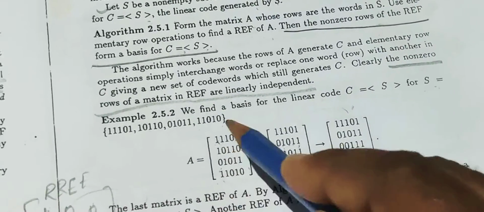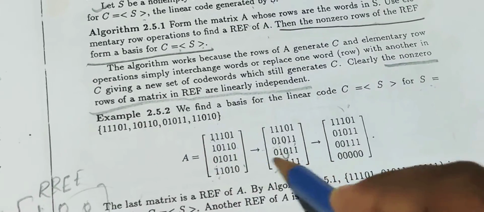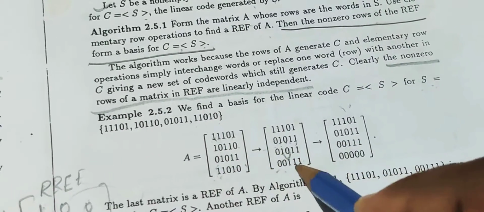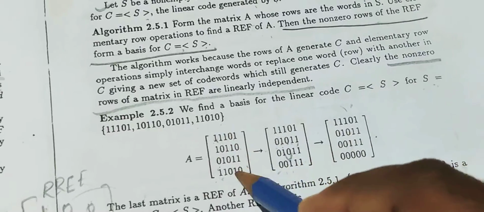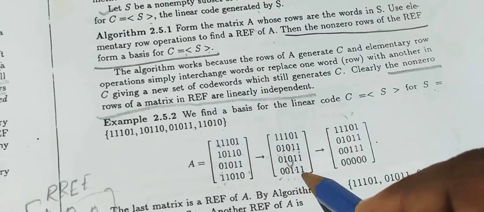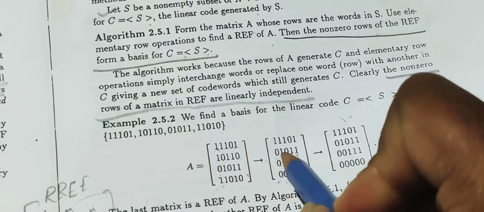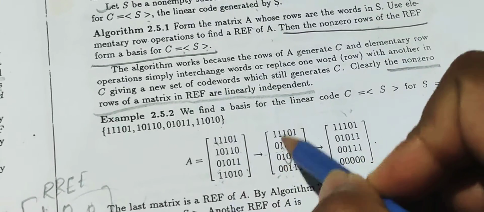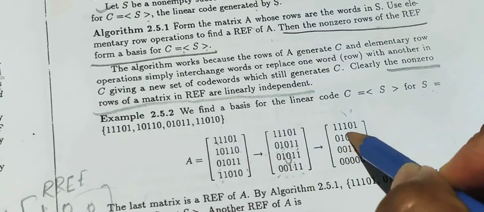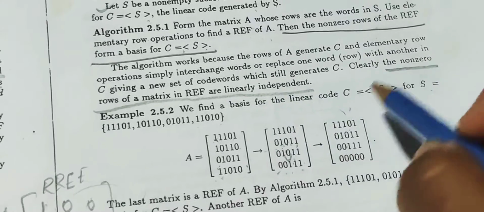And the fourth row: 1 plus 1 is 0, 1 plus 1 is 0, 1 plus 0 is 1, 0 plus 1 is 0, 1 plus 0 is 1. Okay, so we get this one. The second entry is 1, but the column contains another 1, so convert it into a 0.